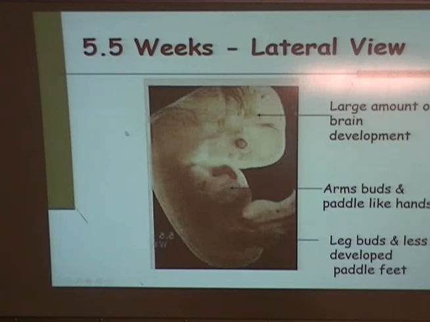So this is about 5.5, 6 weeks, and we have a large amount of brain development compared to the rest of the body, right? Here you can see a little arm and paddle hands. Here's a little, what's going to be a leg and paddle feet. This is probably the heart in there. We've got an eye starting, right? But you can see that a large amount of energy and time has gone into creating the brain.